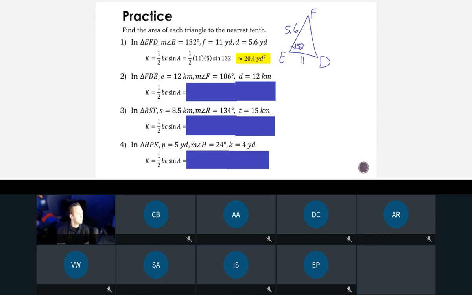Okay, Dr. J. Yep. So Dianica pointed out that in the equation that you plugged in, you have 5 instead of 5.6. Well, whoops. That's a typo.